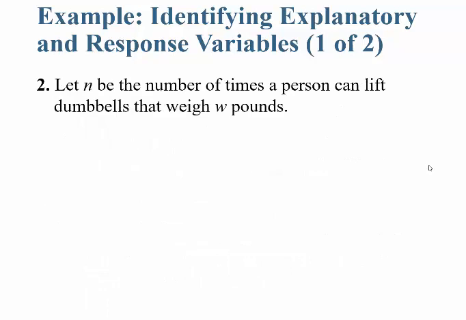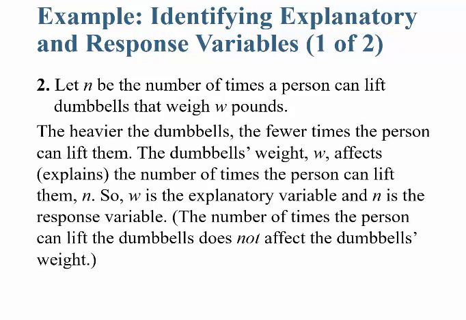Let's try another one. Let n be the number of times a person can lift dumbbells that weigh W pounds. Do you think the number of times you lift something affects its weight, or the weight will affect the number of times you can lift it? Well, the heavier the dumbbells, the fewer times the person can lift them. I can relate to that directly. The dumbbell's weight then affects or explains the number of times that the person can lift them, n. So we're able to say W is the explanatory variable and n is the response variable here. The number of times the person can lift the dumbbell does not affect their weight, as I was saying before.